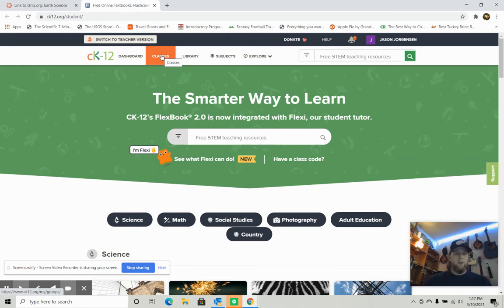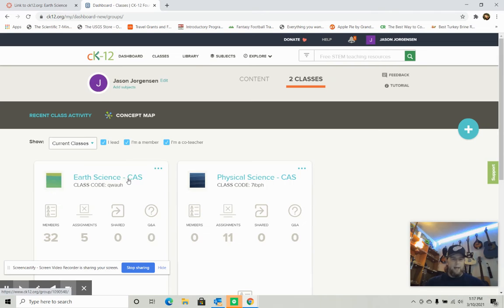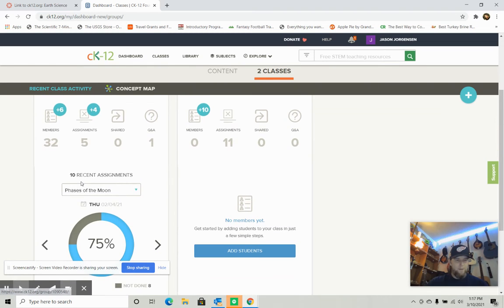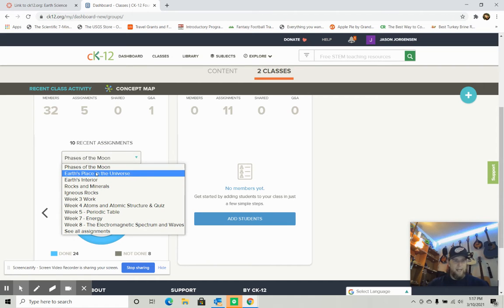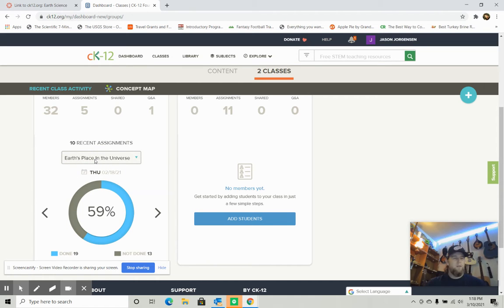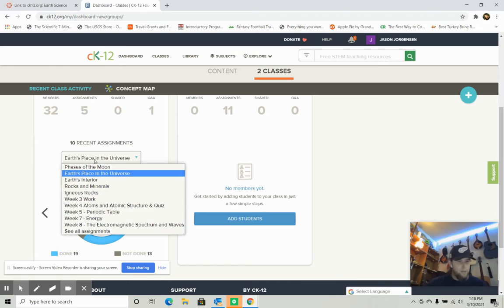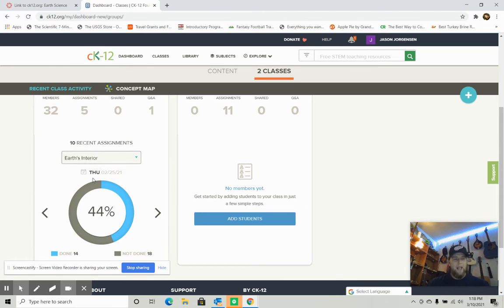I'm going to be going over this during our class on Thursday, so this will be like a reiteration of it. But one of the things that I have to show you again here. This one hasn't moved much. But Earth's place in the universe, 19 out of 30 students have done it, which isn't too stellar. Then it goes down from there.